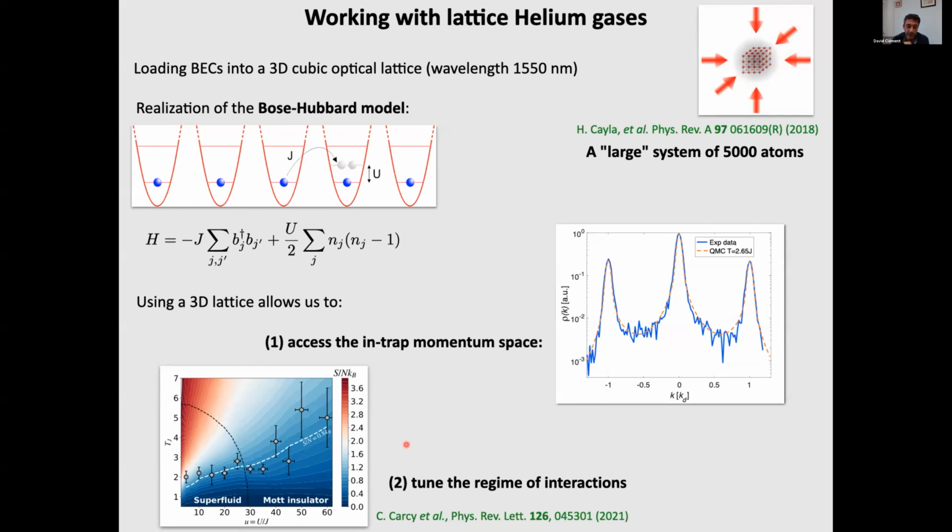The second reason is that, of course, we can tune the ratio U over J, and we can go from a superfluid to a Mott insulator. But within the superfluid, we can increase the interactions. And because the quantum depletion depends on interaction, we can crank up the effect and hopefully detect these pairs. So this is the way we do the experiment.